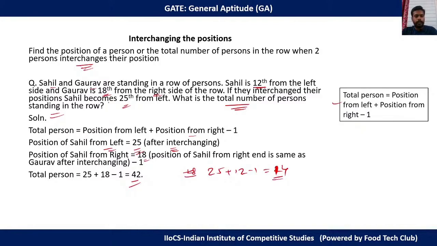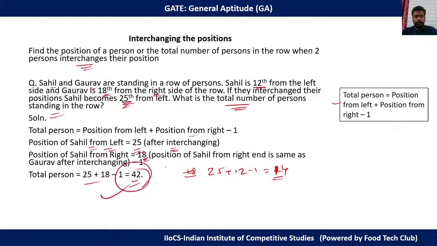So what you have to do is focus on the new position. You have to see which one has interchanged. If they interchange their position, Sahil becomes 25. So if they are saying that Sahil becomes 25, that means you have to consider that Sahil's position has changed and it has become 25, but not the position of Gaurav. Gaurav's position stayed the same at 18. Only Sahil's position has changed to 25. So 25 plus 18 minus 1 is 42, the correct answer.